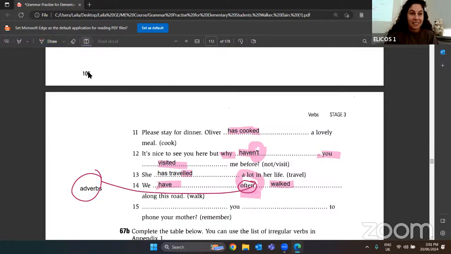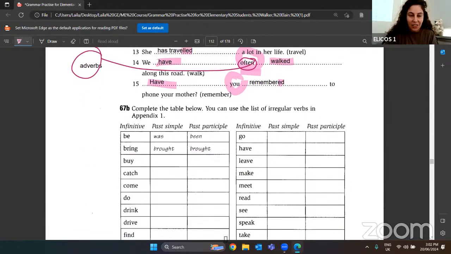Okay, 15. Have you remembered to phone your mother? So it's a question. We know that we start with the verb to have. The subject is you. So have you remembered to phone your mother? Putting an ED to our past participle. Okay, so let's complete the past participle.